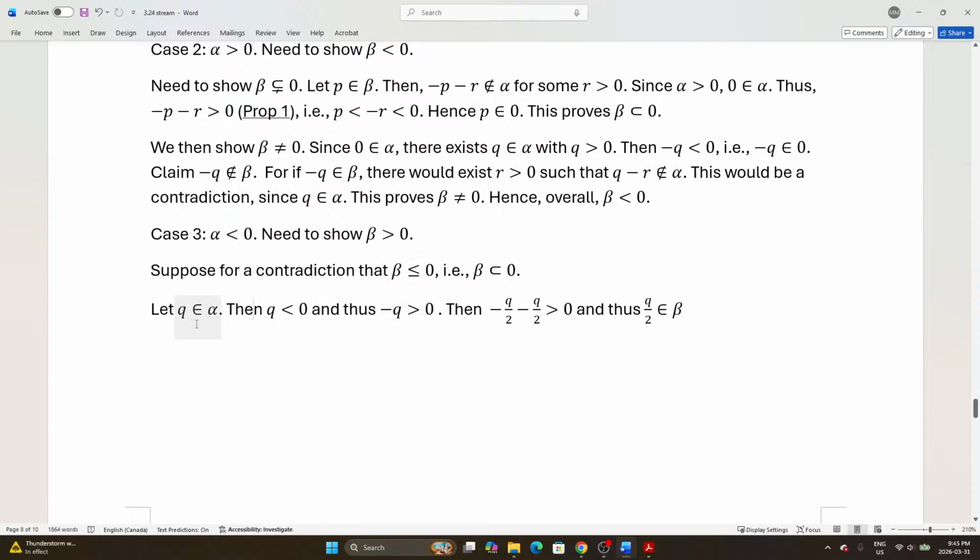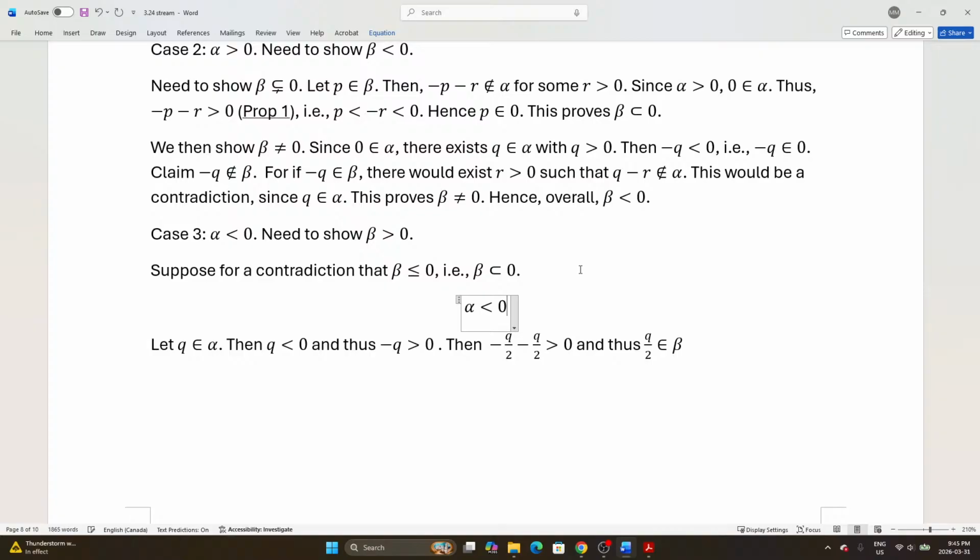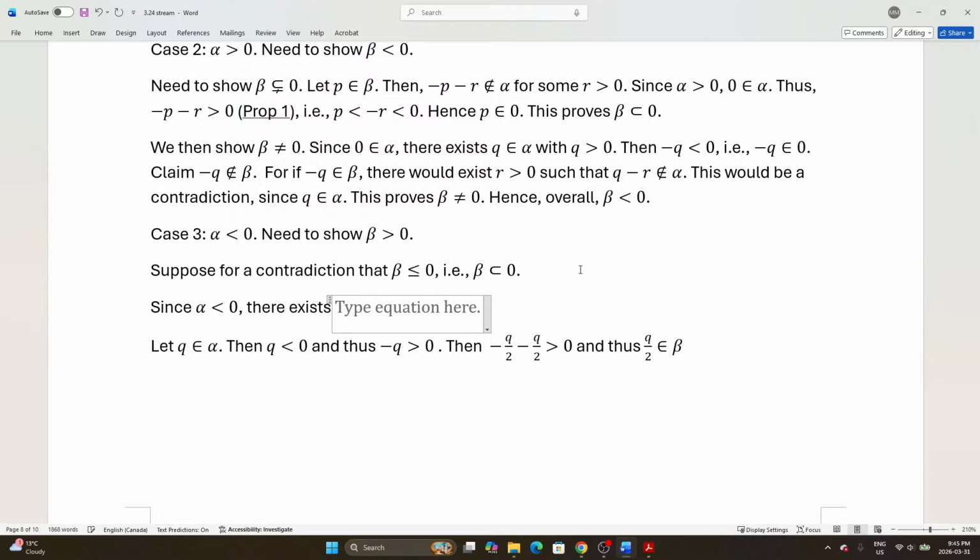So not in alpha. Since alpha is properly contained in zero, there exists something in zero that is not in alpha. That's our hope. There exists some q that is in zero but not in alpha.